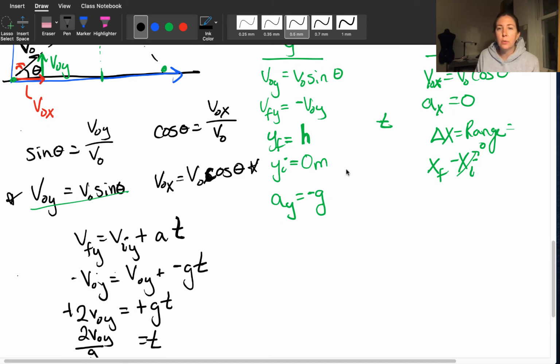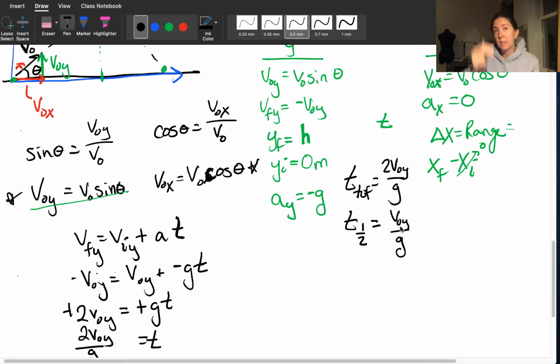So if total TOF, meaning time of flight, is 2 v naught y over g, then t 1/2 is just v naught y over g. At this point, it's pretty easy to find the height of the highest point that the ball reaches. So we can use our change in position is our initial velocity times time plus 1/2 acceleration times time squared, right?